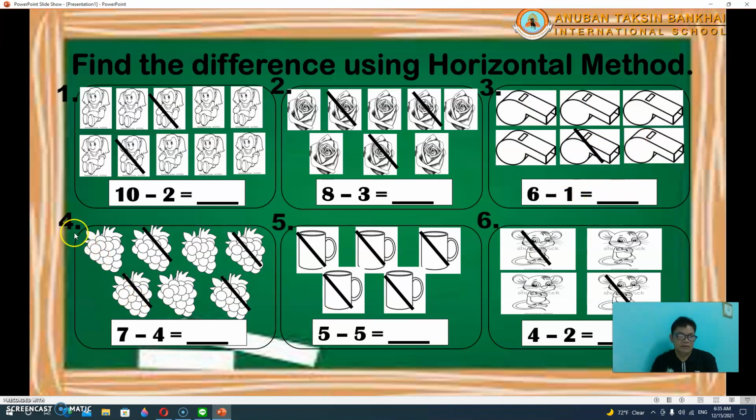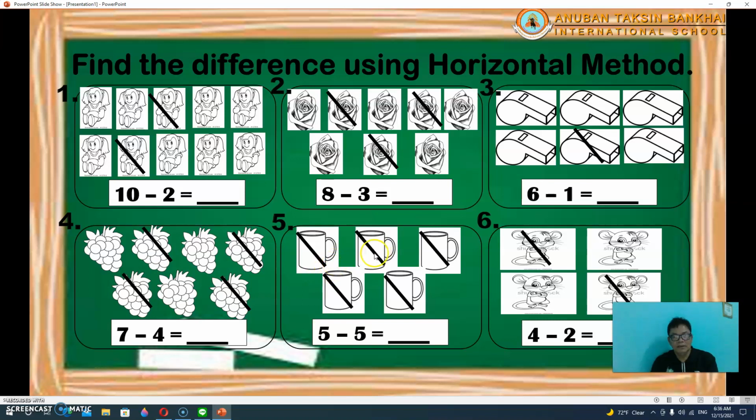Very good. In number 4, what are they? Grapes. Very good. 1, 2, 3, 4, 5, 6, 7. 7 bundles of grapes. 7 minus 4 equals how many? 1, 2, 3. So the answer is 3.